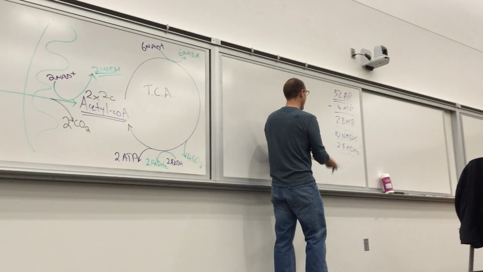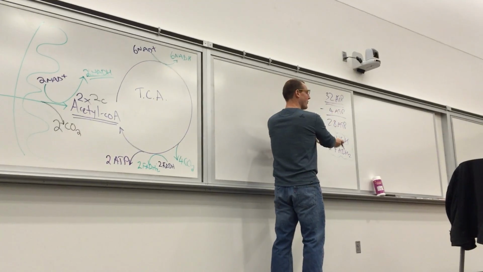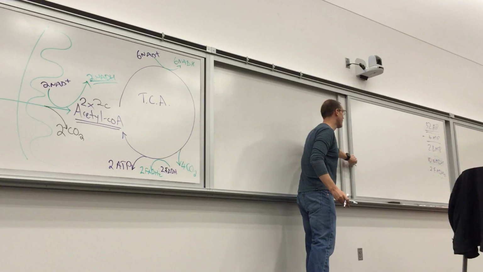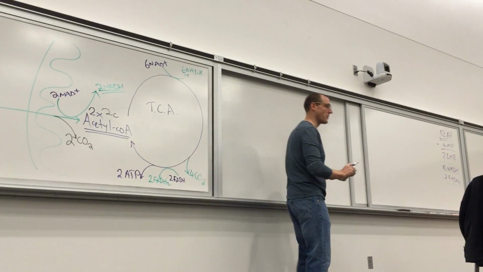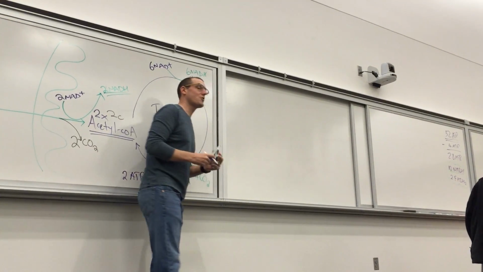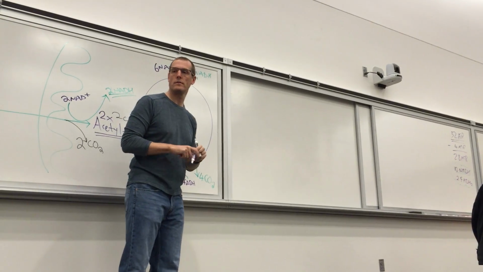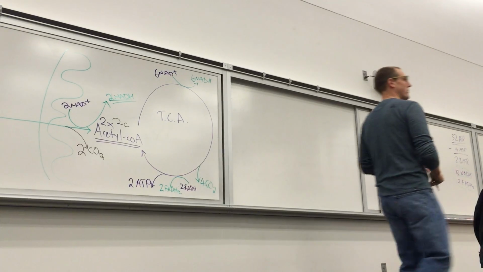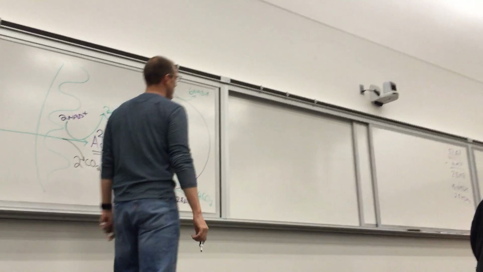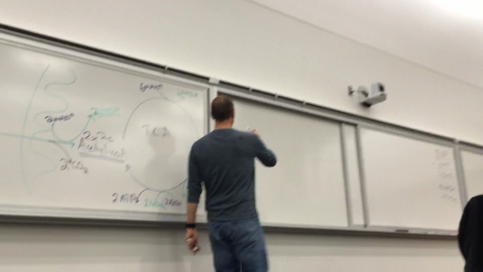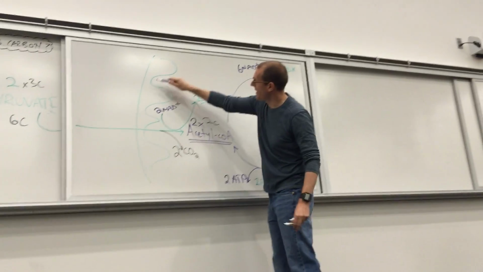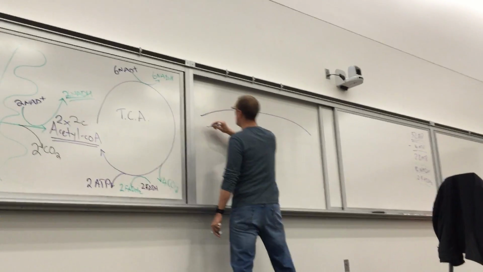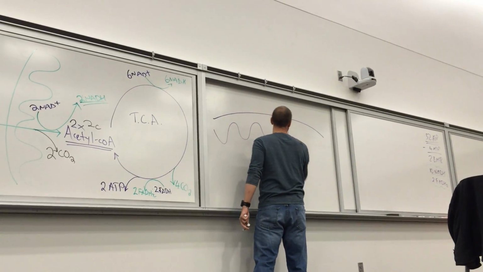So now the problem is, how do I get the energy out of the NADH and the FADH2? That's where the fourth process comes in. The fourth process is called oxidative phosphorylation. So this happens on this inner membrane. So I'm going to draw the inner membrane. Okay, there's the outer membrane, and here's the inner membrane.